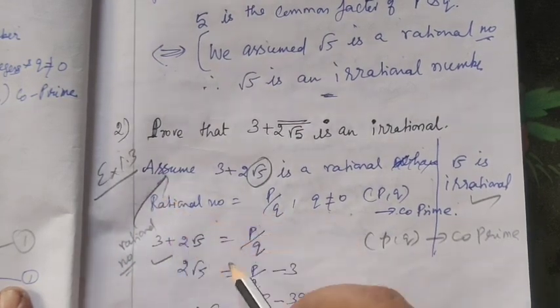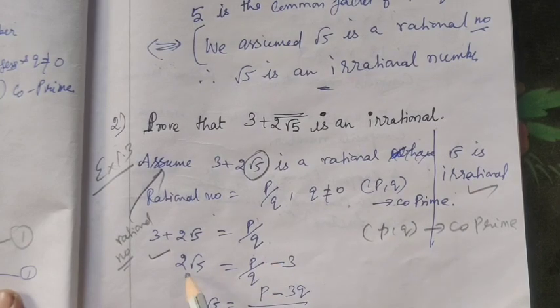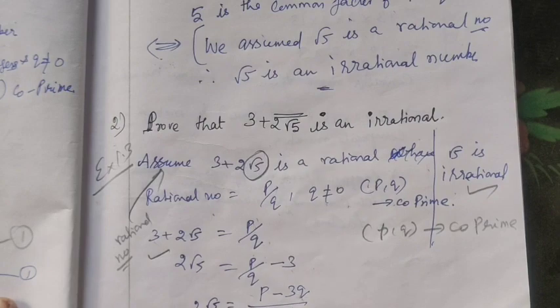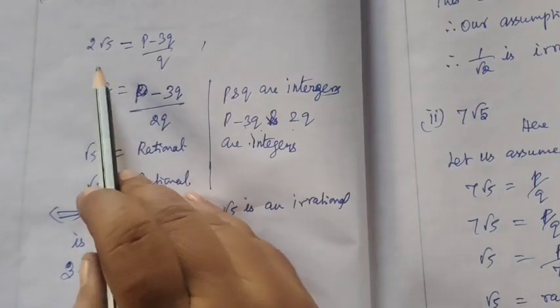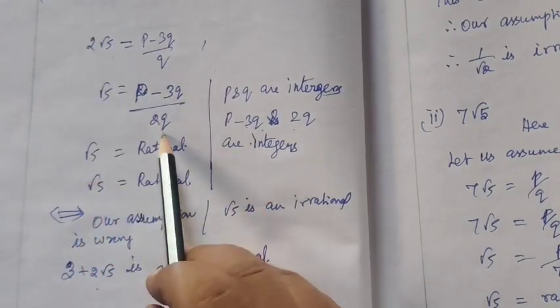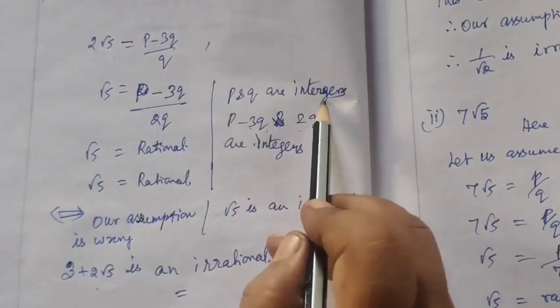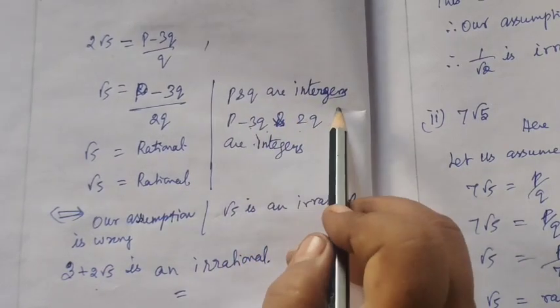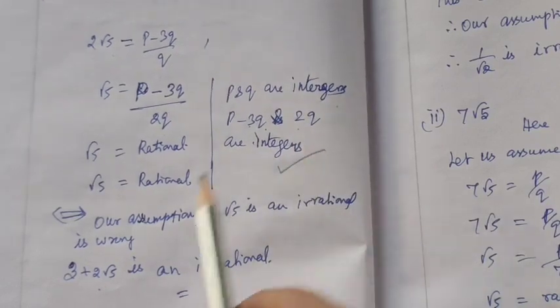It is a rational number, so write it in the form p by q. Bring plus 3 to the other side, cross multiply: 2 root 5 equals this one. So how can we write 2 root 5? Bring 2 to the denominator. In the beginning, p and q are integers. Therefore p minus 3q and 2q are integers.